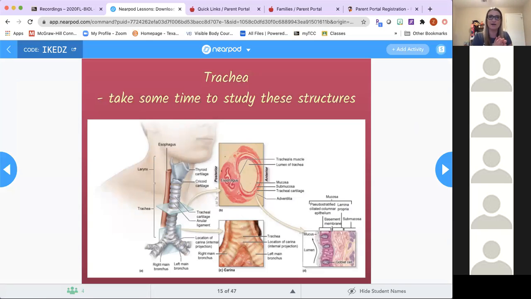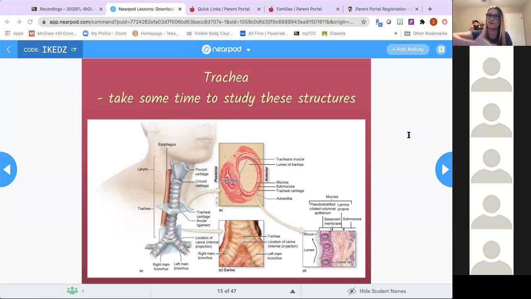All right, so let's talk about the trachea. Our trachea is our windpipe. And it consists of tracheal cartilages. These cartilages are connected by annular ligaments. And from the anterior side, from the front, you might think that the tracheal cartilages go all the way around, that they're circles, but they actually are not.